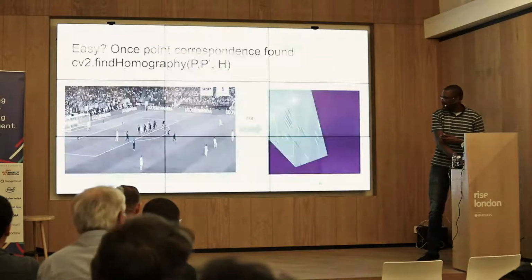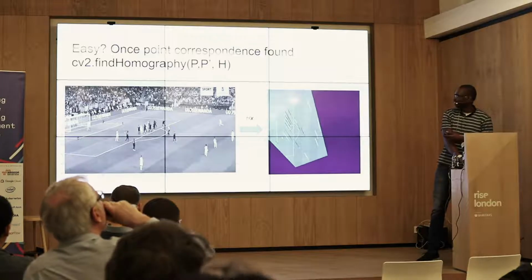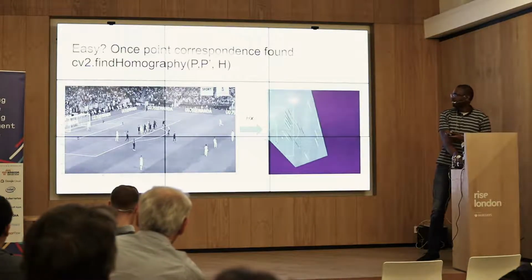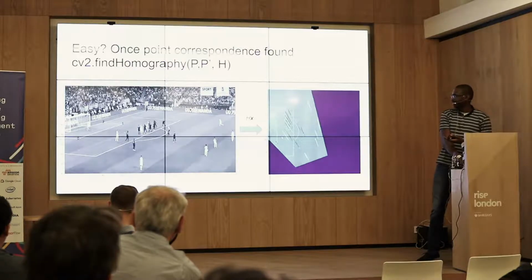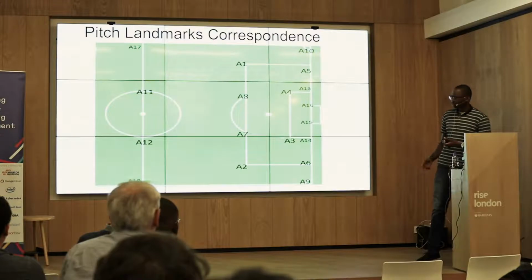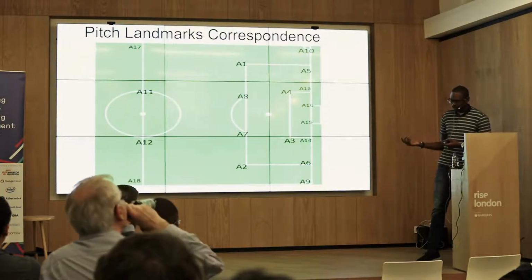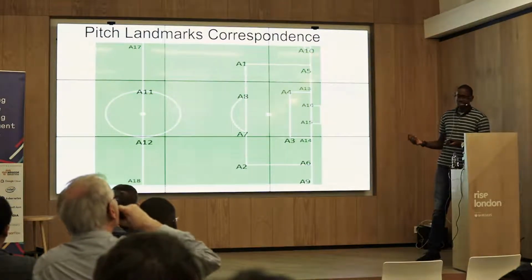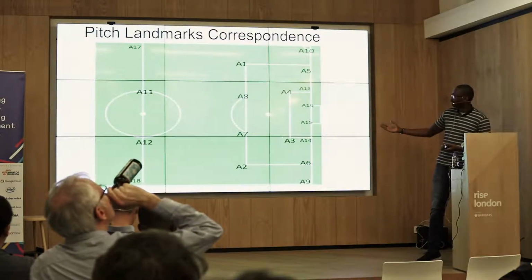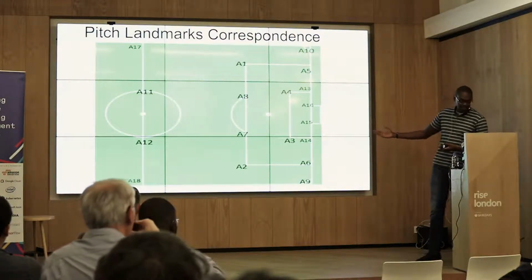Now, that's the easy bit, because there are loads of packages to calculate a homography once you've done the points correspondence. The hard bit is actually determining the landmarks. So if I want to perform this one-to-one correspondence, I need to actually assign identifiers to these landmarks on the pitch, which I'm going to use to do the correspondence.